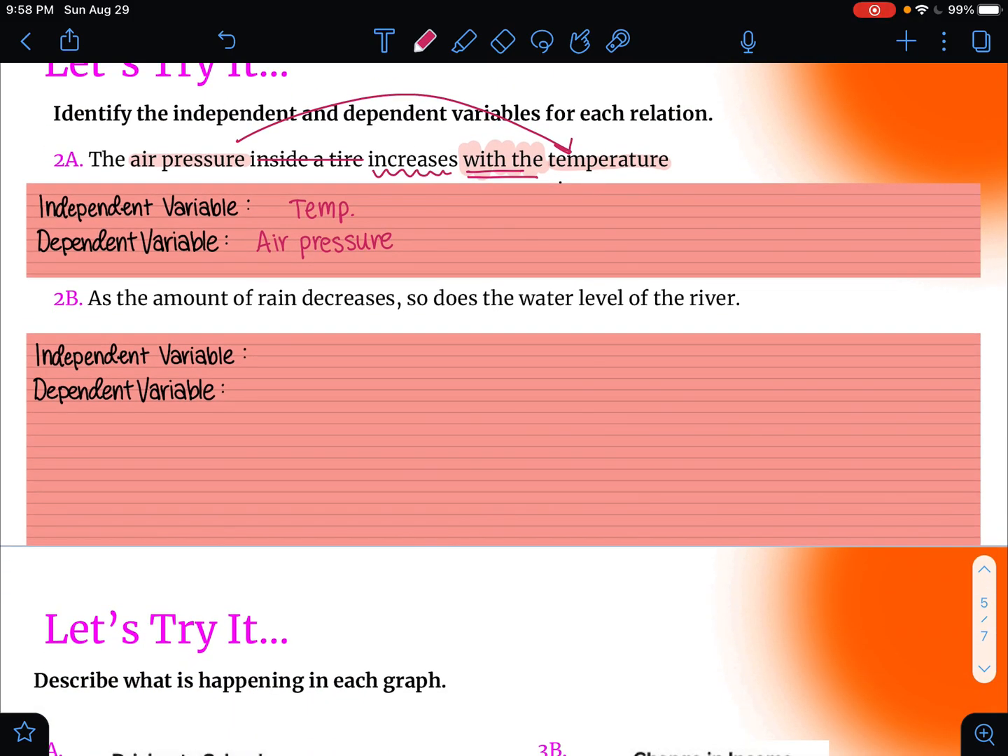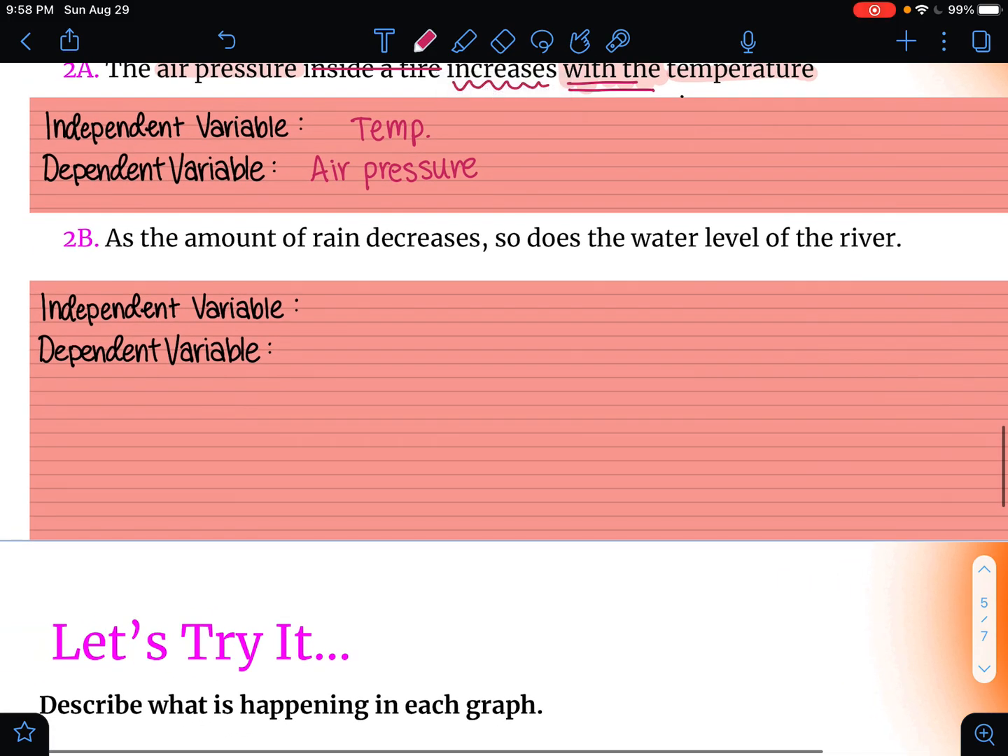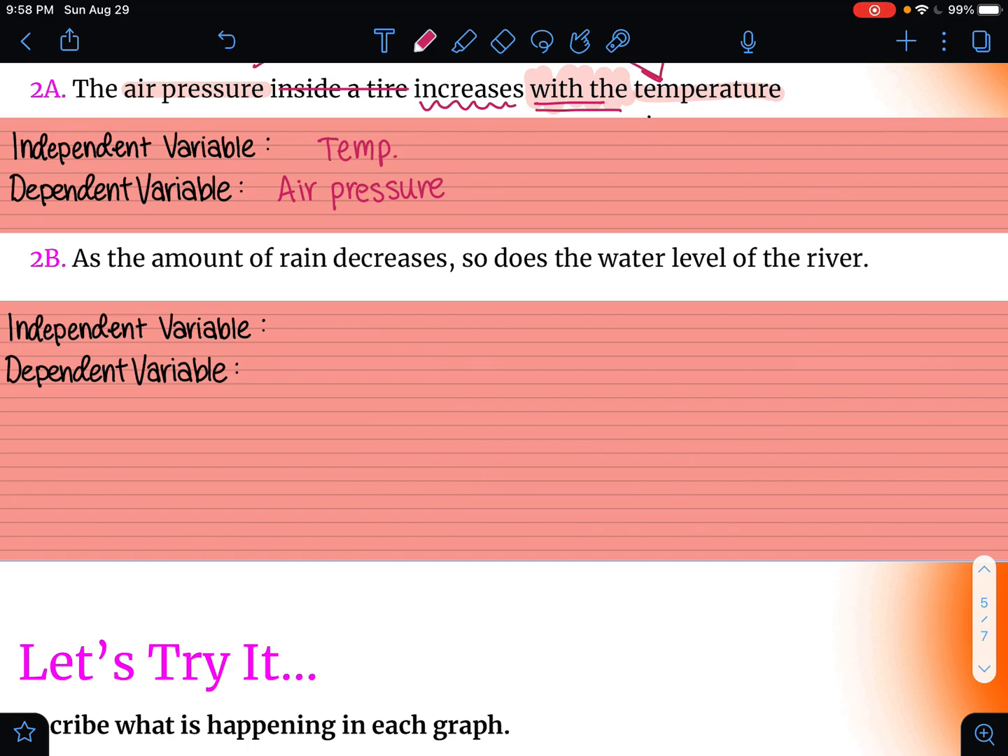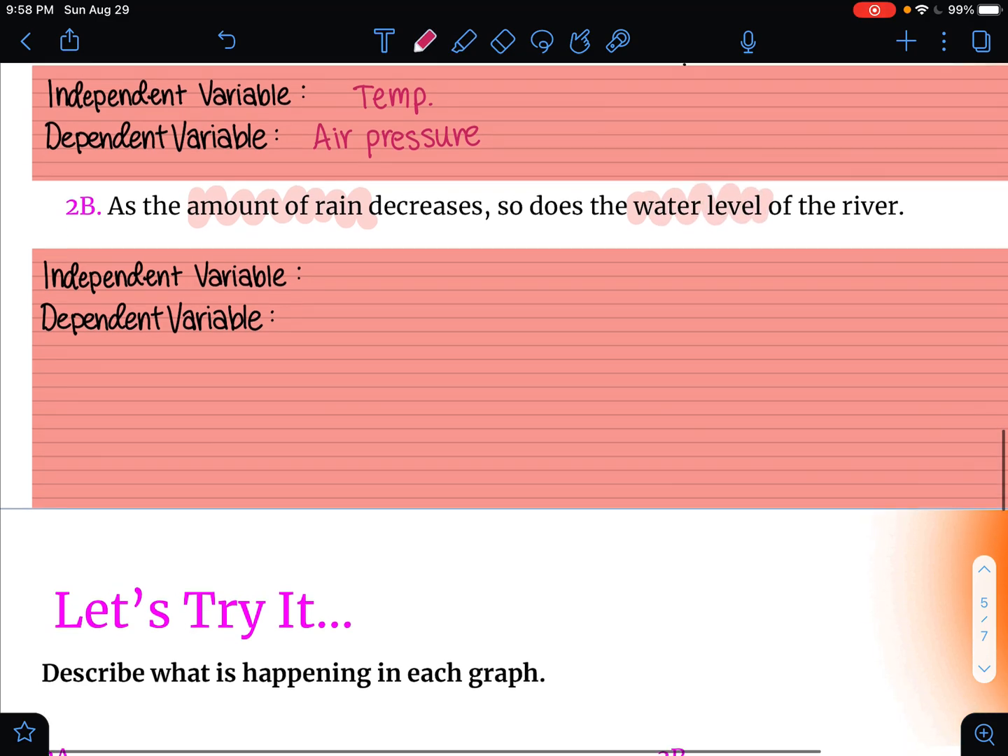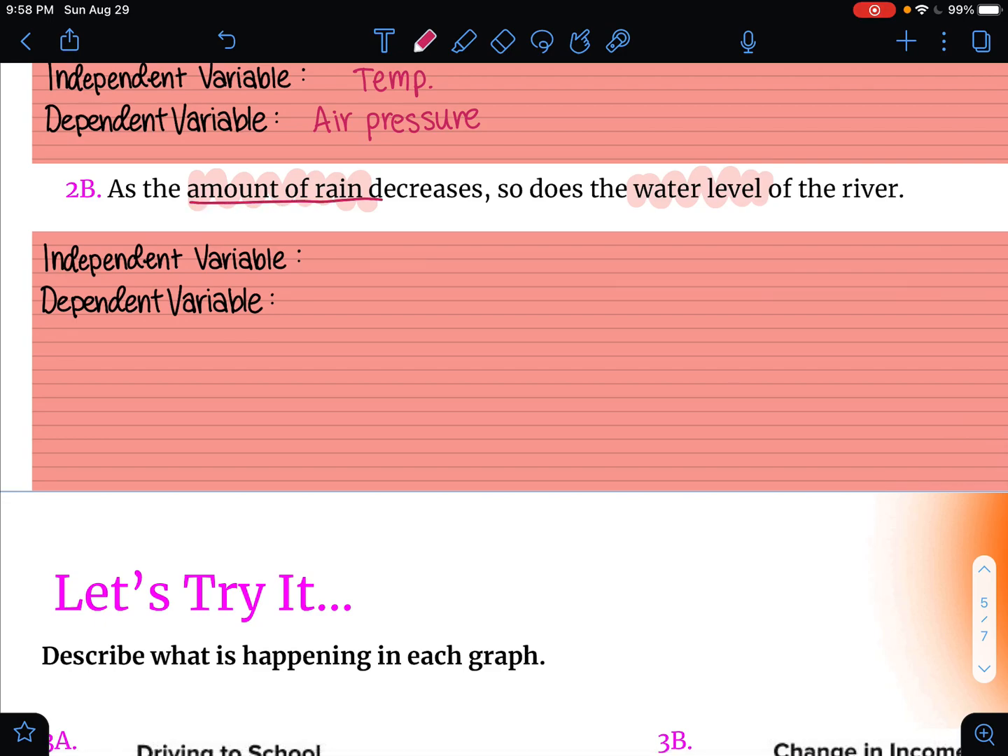So that is our first problem. You can write out as a sentence. I'm just doing this as a shorthand so we can keep it moving. And so 2b, as the amount of rain decreases, so does the water level of the river. And so our two variables are the amount of rain and the water level. And so the amount of rain decreases, but so does the water level.